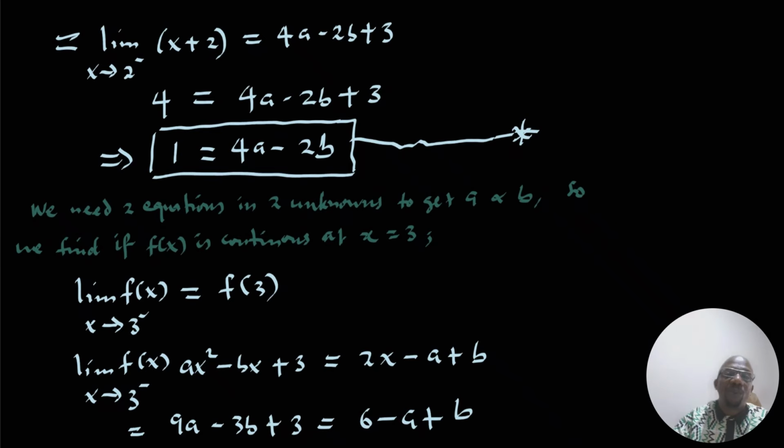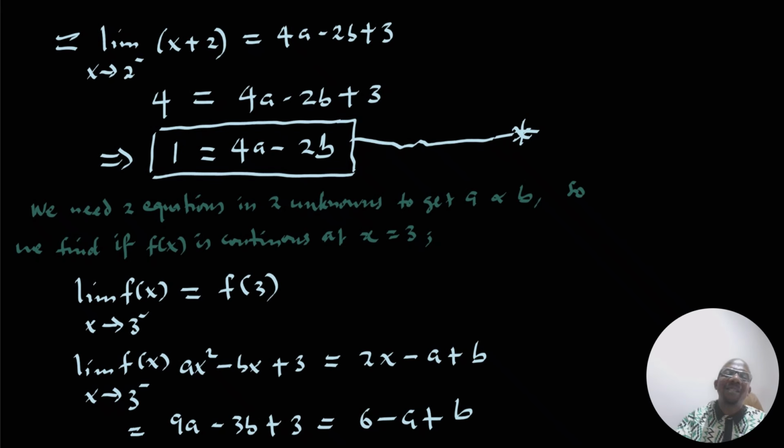It leaves us with the limit as x plus 2 approaches 2 from the left side, which gives us 4. Now from there, we get 4 equals 4a minus 2b plus 3. Let that one be equation star. Now, because we have a and b, we cannot get two unknowns from one equation. We need two equations in two unknowns to get a and b.